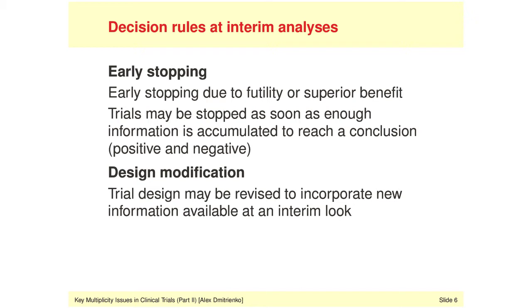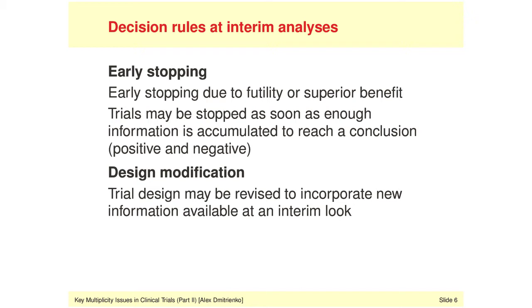Another important option is to update or revise the trial design to incorporate new information which became available at an interim analysis. This option will be more relevant in the context of adaptive designs that are aimed at, for example, selecting the best treatment dose or the best patient population based on an assessment of interim analysis results, and we will talk more about adaptive designs of this kind in Module F.